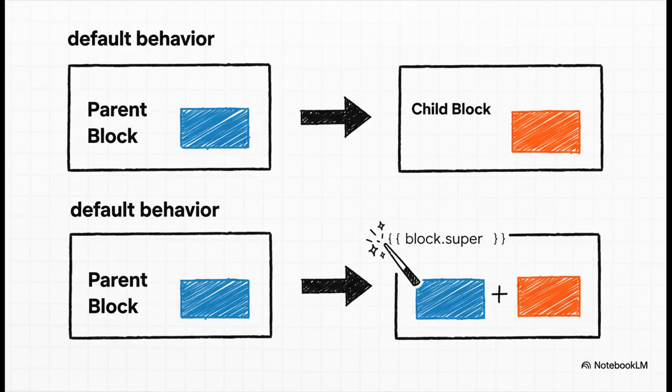So by default, child blocks completely replace parent blocks. But what if you just want to add to what the parent already has? Well, that's where block.super comes in. It's this awesome little variable that renders the original content from the parent. This is perfect for something like a scripts block. Maybe your base template has some site-wide JavaScript, and on just one page, you need to add another little script without losing the originals. You just use block.super and add your new stuff right after it.